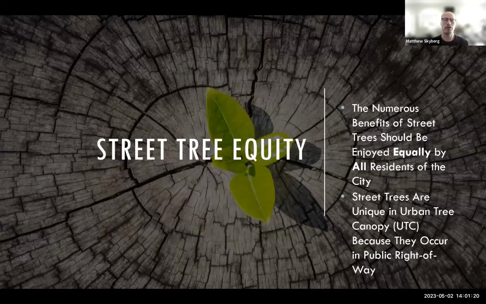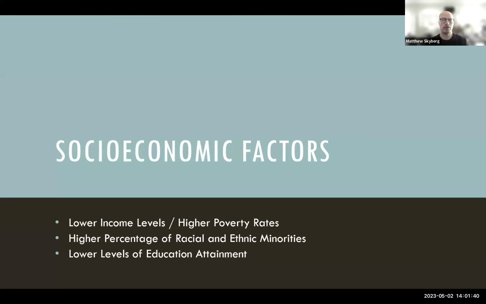So all these benefits should be enjoyed equally by all residents of the city. And street trees are unique because they occur in the public right-of-way. So other than public parks, street trees are some of the only publicly accessible trees in cities. Unfortunately, past studies have shown that this distribution is typically not equitable and for a variety of factors. So past studies have shown socioeconomic factors that correspond to lower urban tree canopy coverage include lower income levels and higher poverty rates, higher percentage of racial or ethnic minority population, and lower levels of education attainment.